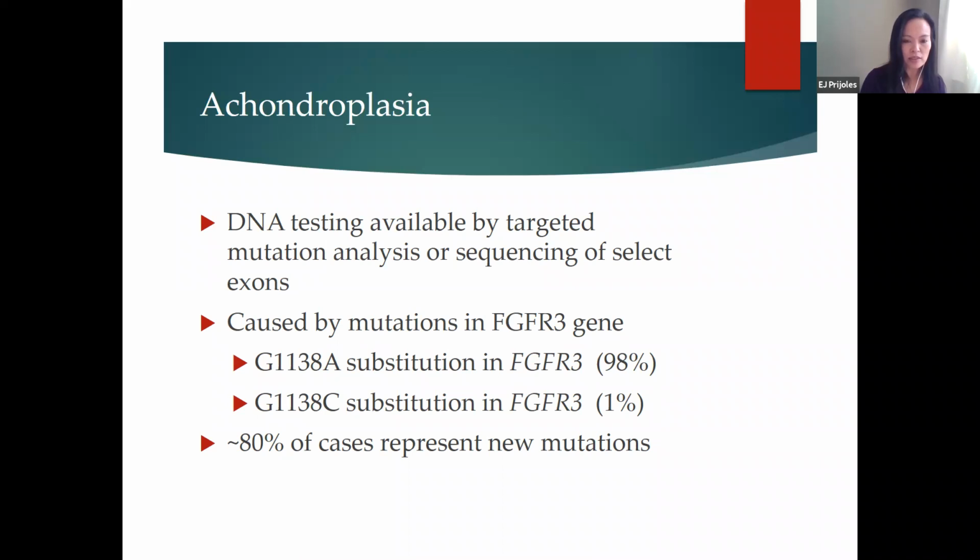Most individuals with this condition have new mutations, meaning that both parents are unaffected, and this was a new change that occurred in a child. But of course, we do see individuals with achondroplasia who have children. Again, it's an autosomal dominant disorder.